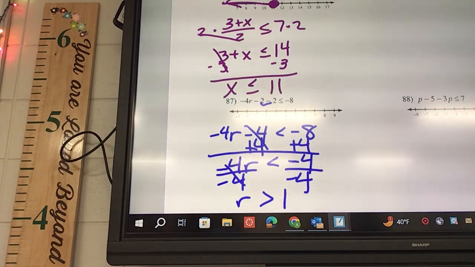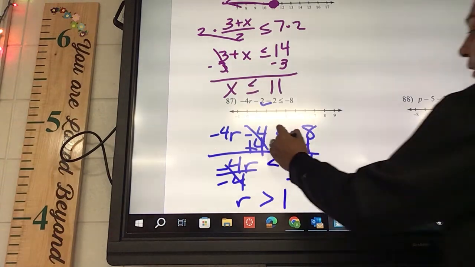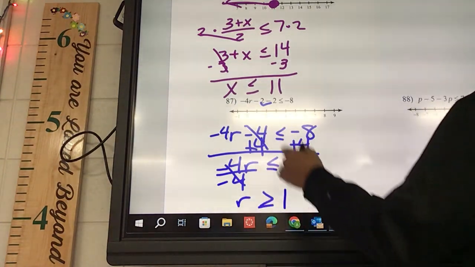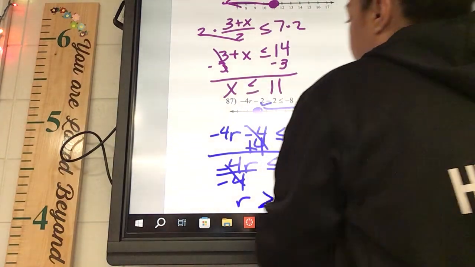Okay, on the 1, should that be open or closed? Try again. Yeah, mine's messed up. Okay, yes, it should be closed. On the right. Going to the right.